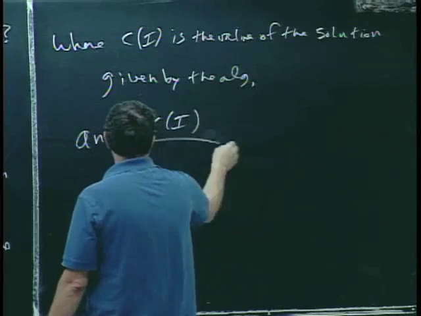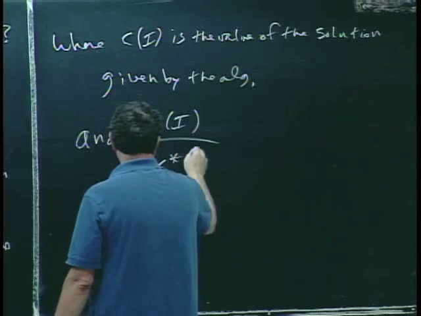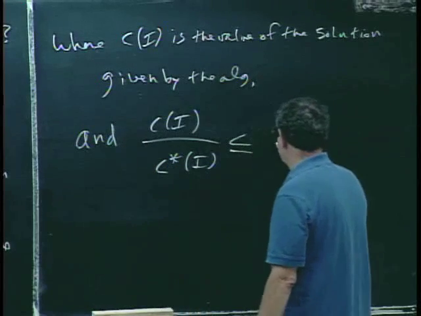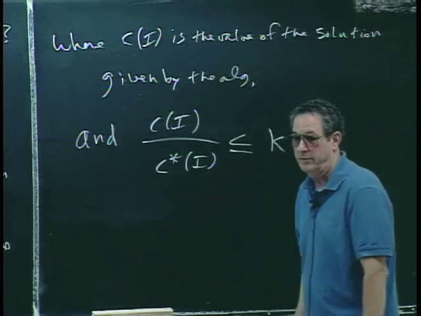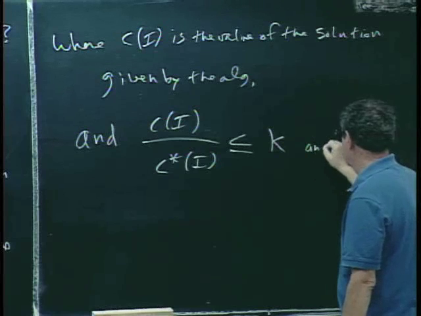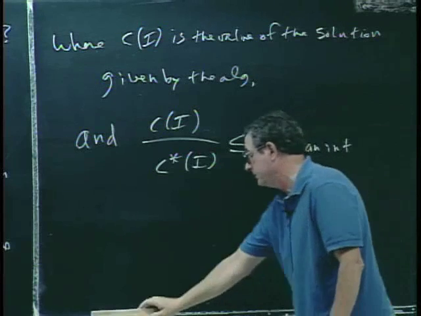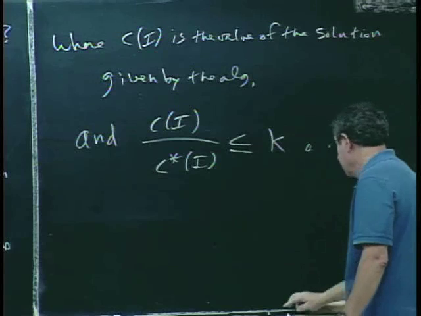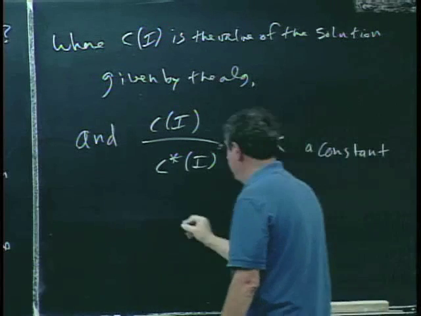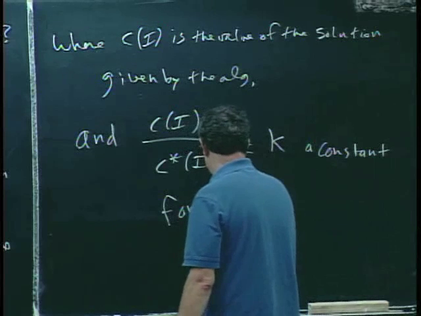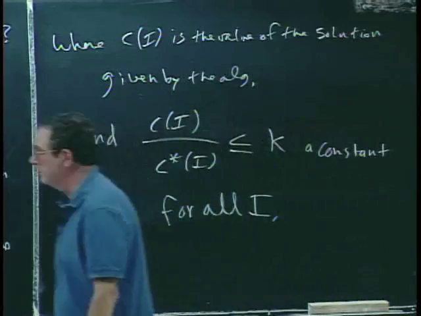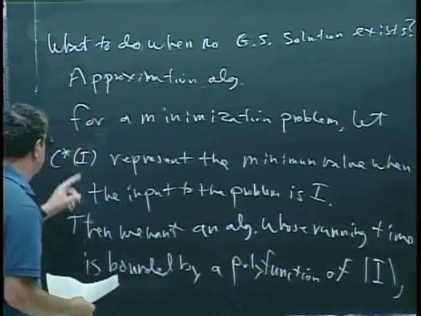C of I over C star of I is less than or equal to some constant value. Okay. So, integer. And let's just say a constant value. And this is for any I, or for all I. Okay, this is a lot of words, and I haven't even shown you a single problem yet, but this is what we want.